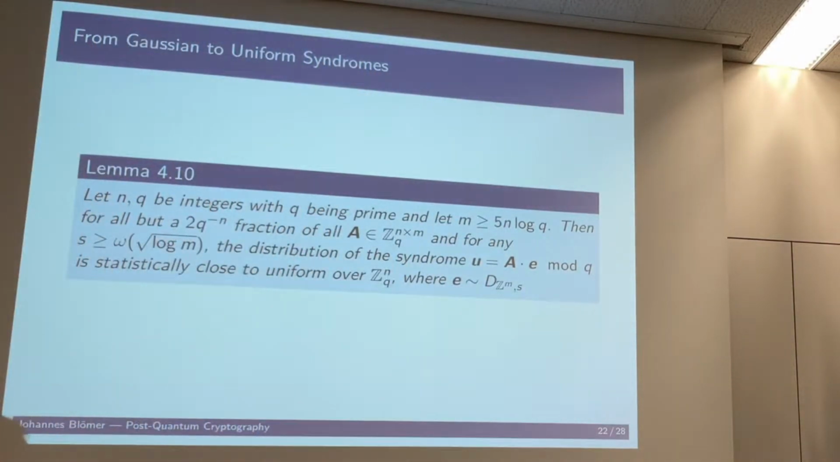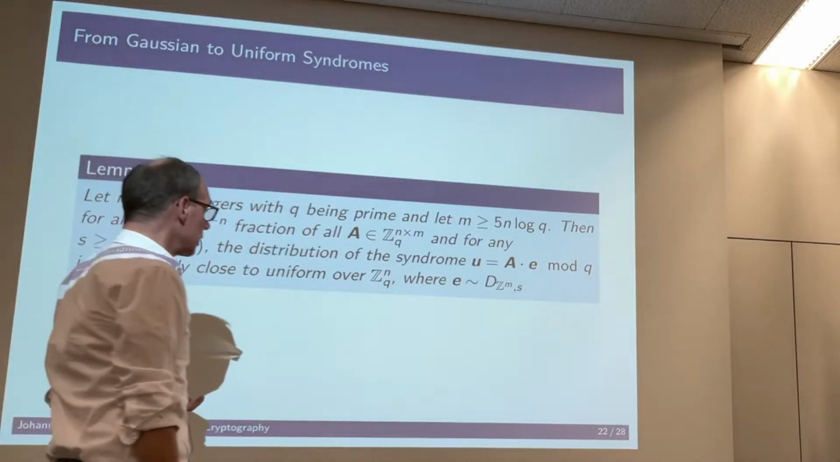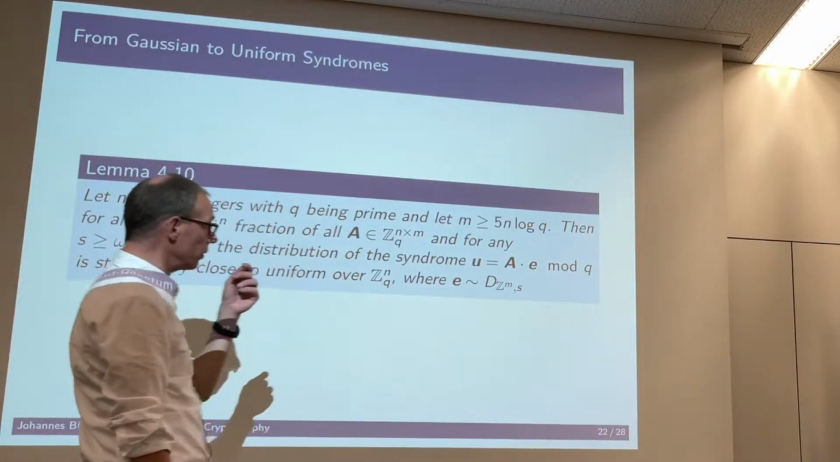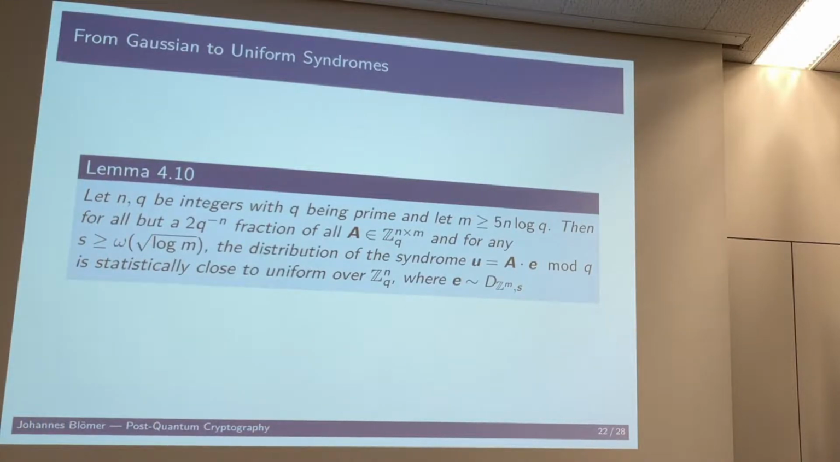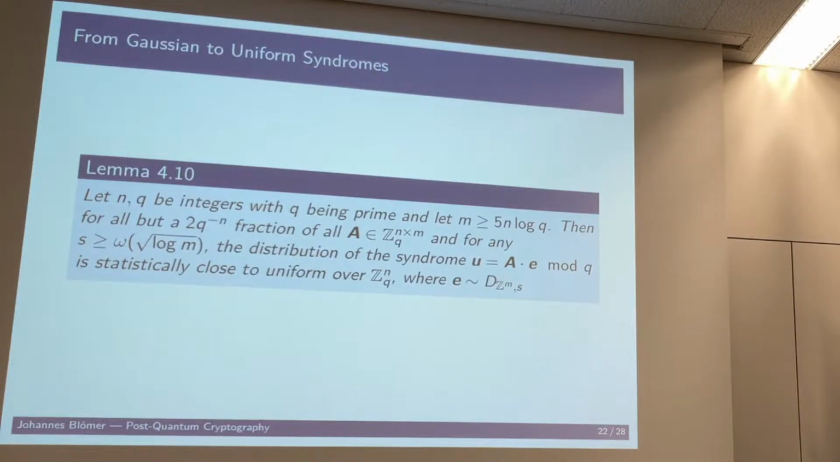So that's why we have to exclude some things. Otherwise, this cannot be true. But then this is close to uniform. Okay? And we will see that this is an important property for the pre-image sampleable functions that we already defined last time. Okay.